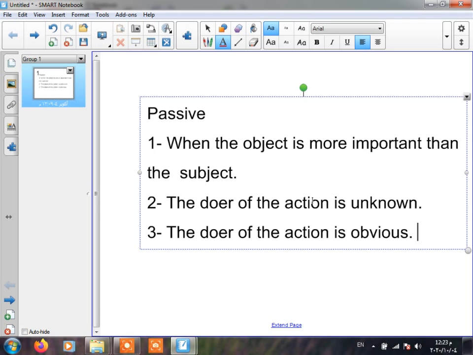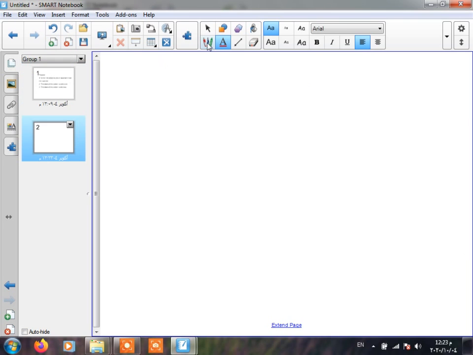What about number two? The doer of the action is unknown. That means that I don't know who did this action. For example, my window was broken. I don't know who did it. I don't know who broke my window. So that's the second thing. And when the object is more important than the subject, we have to start our sentence with the object. So I'll give you an example and then start answering. Here's our example.